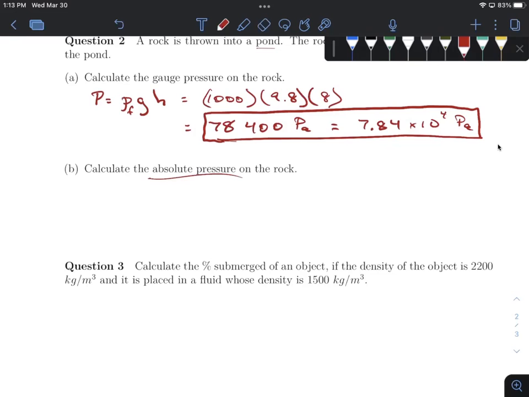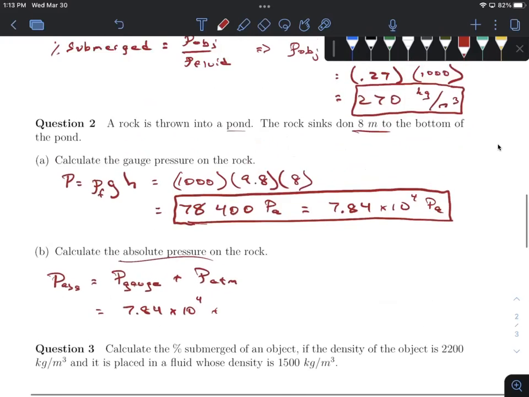Absolute pressure is the pressure due to the atmosphere, which is always there, plus whatever gauge pressure is also acting. So I could say absolute pressure is the gauge pressure plus the atmospheric pressure. Well, I already figured out the gauge pressure. That's 7.84 times 10 to the 4th. And then atmospheric pressure, well, that's just a constant. That's just a number for the Earth.